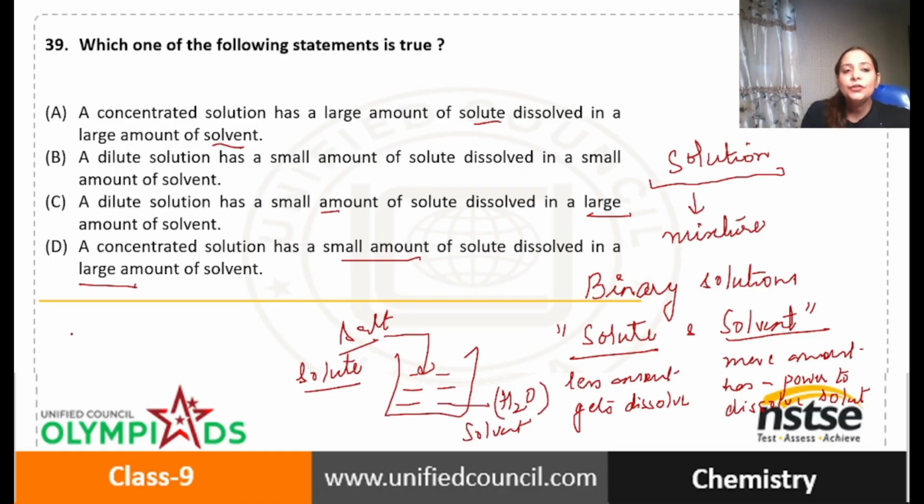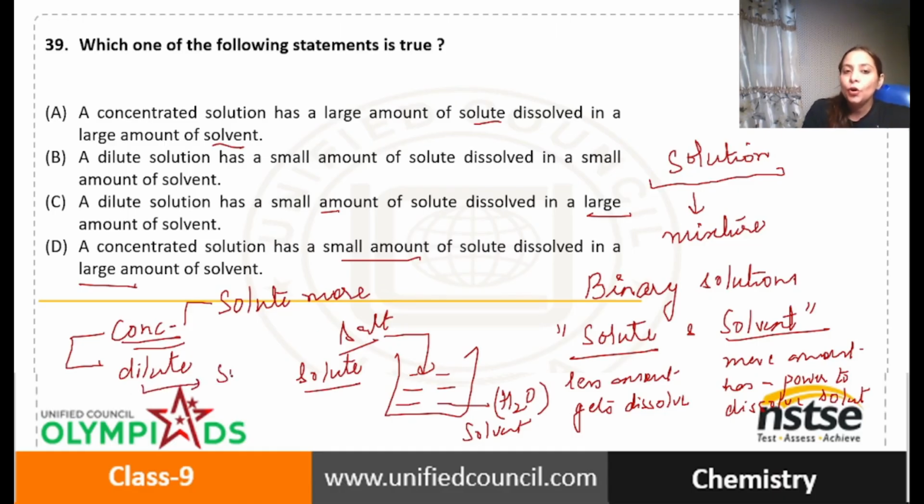Now we have solutions based upon the concentration of solute and solvent, that means how much solute is present in a solution. Based on that, we can classify solutions into two categories: concentrated solution and dilute solution. A concentrated solution has more solute in comparison to solvent, and in a dilute solution the solute is present in less amount and the solvent is comparatively more. We can make any solution concentrated or dilute depending upon the amount of solute that we add. Now I think you will be able to find the true statement.